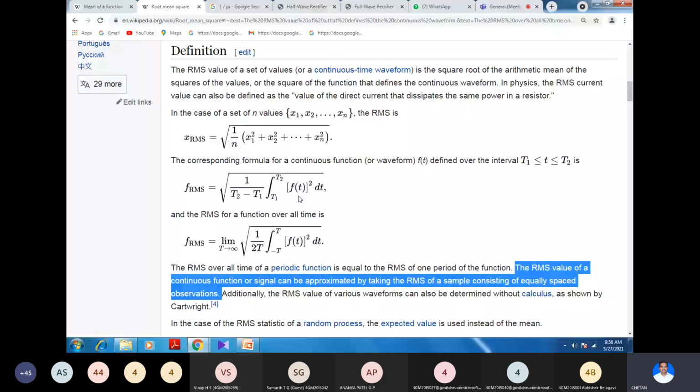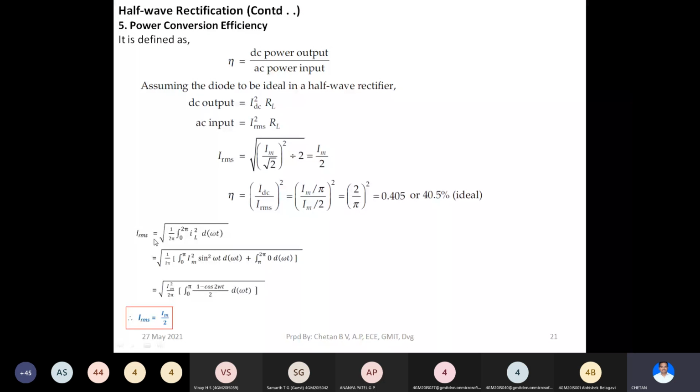So I hope you can see. This is one more way of finding IRMS: taking the square root of 1 by 2 pi, over the interval 0 to 2 pi. 1 by 2 pi minus 0 will give you 2 pi. Then the integral from 0 to 2 pi of iL square d omega t.